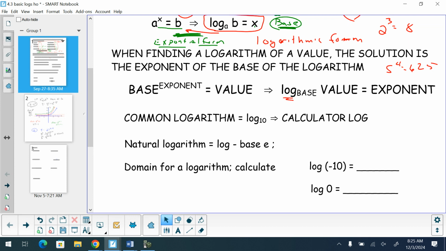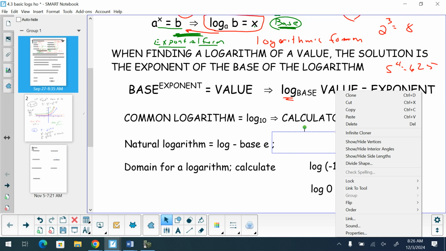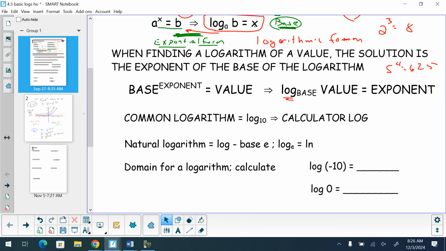We also have what is called a natural log, which is log base e. When you have a log base e, this is your natural log, which is symbolized by ln. If you look on your calculator along the left-hand side, you also have an ln button there. And the inverse operation to the ln is e to the x power.